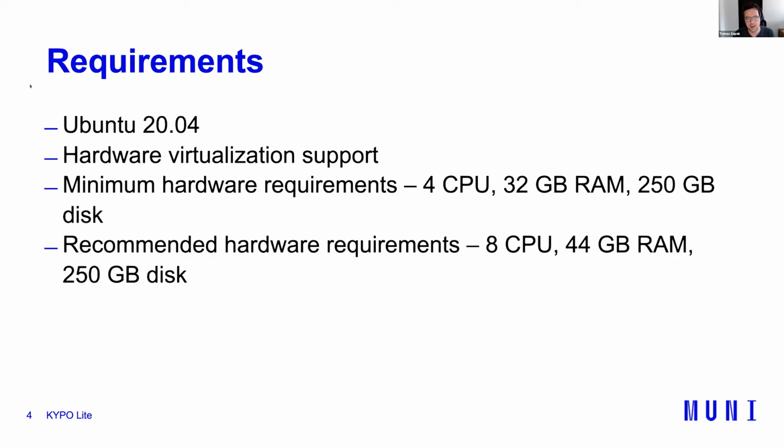So what are the requirements? They are really easy. Minimum hardware requirements are a system with 4 CPUs and 32 GB of RAM. Recommended hardware requirements are 8 CPUs and 44 GB of RAM. The minimum requirements are for a working platform and some basic demo training. But if you want to create some more complex training, I definitely recommend the recommended hardware requirements.